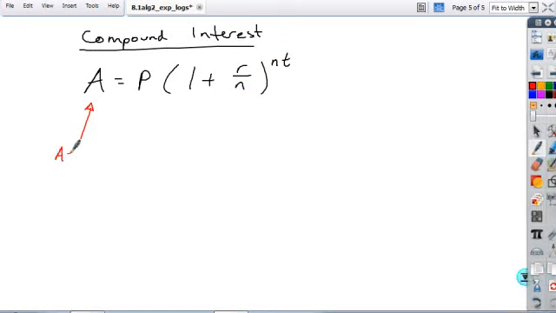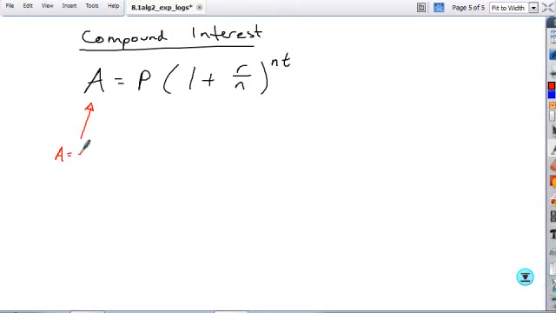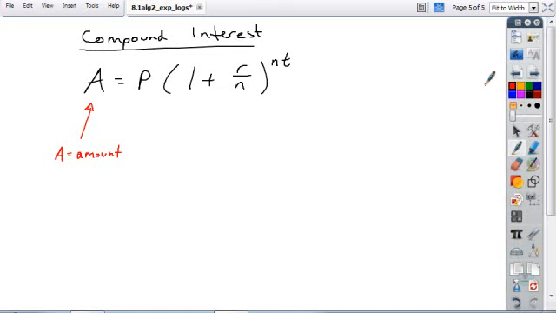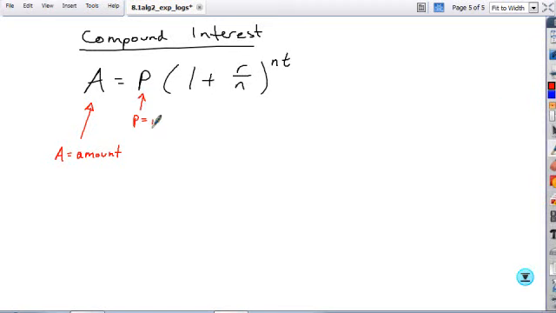Okay, so A is equal to the amount. And this is usually talking about money. So it's the amount in your account, right, after T number of years. Okay, P is what's called the principal. And the principal is basically the starting amount. And now again, this is the amount after T years.